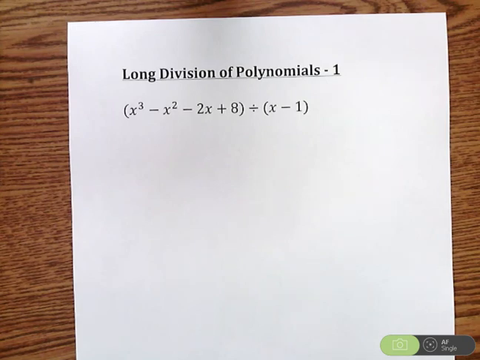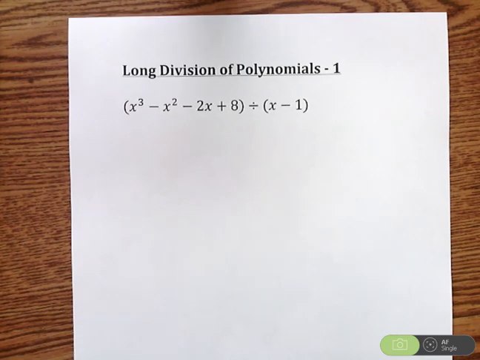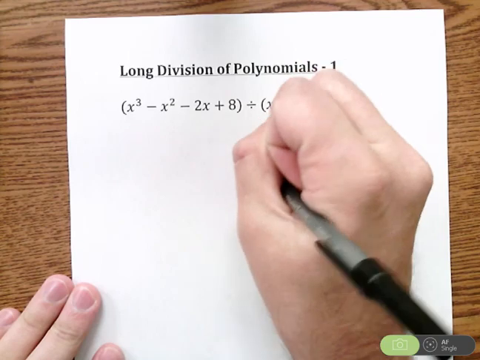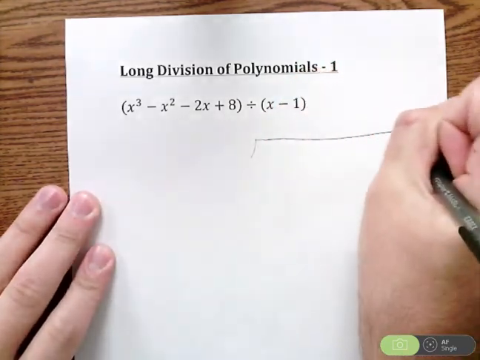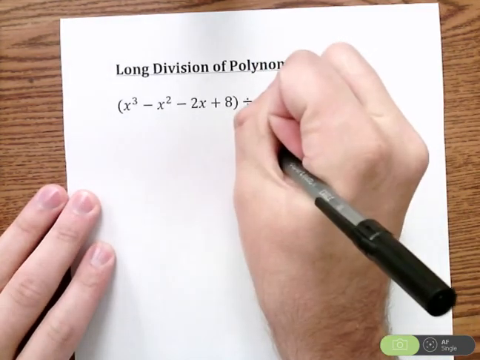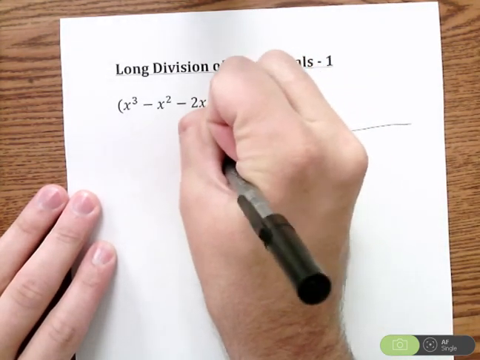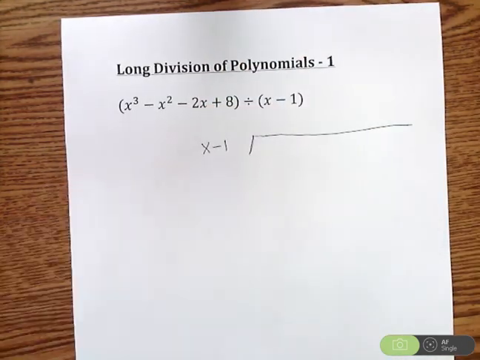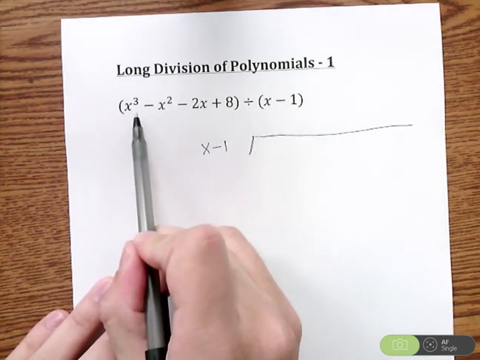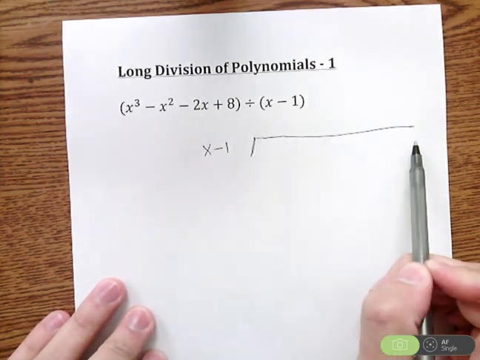In this tutorial, I'm going to review how to do long division of polynomials. So the first thing I'm going to do is set it up, and again, we're doing it the long way. We're dividing by x minus 1, so that's going to be right here on the outside. And this polynomial here is going to go on the inside.